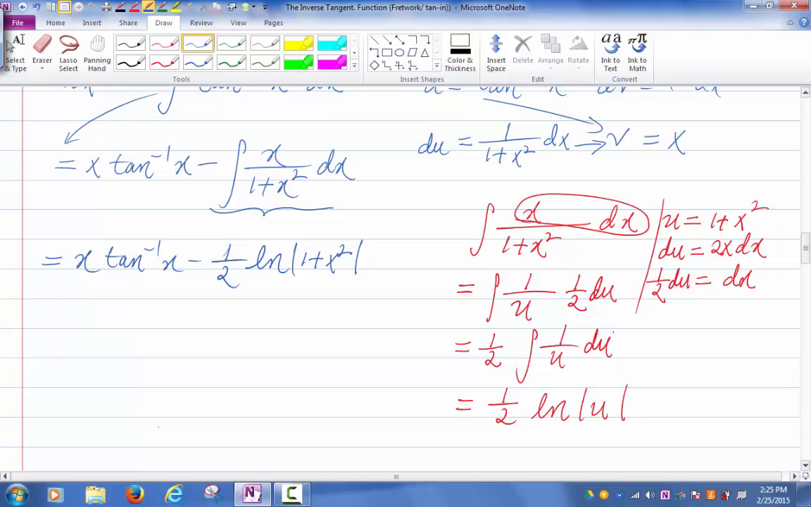However, do I need absolute values? I don't really need absolute values, because 1 plus x squared is positive, so this is this plus the c. Let's see if you agree with that. So that's how I could accomplish finding the integral of tangent inverse. Okay. You can find the integral of sine inverse, cosine inverse exactly the same way.